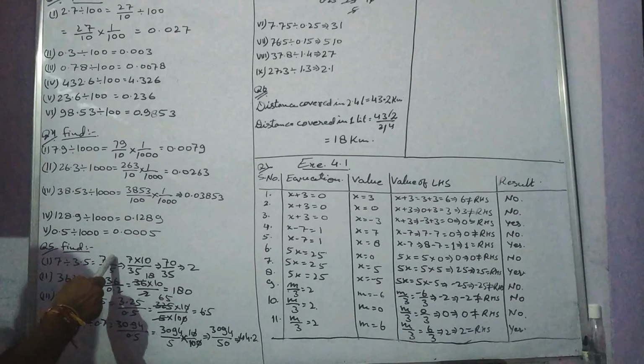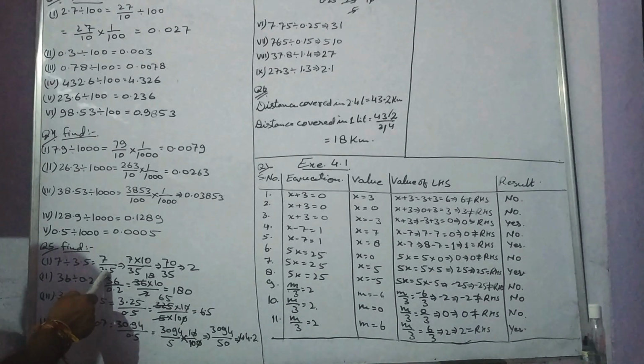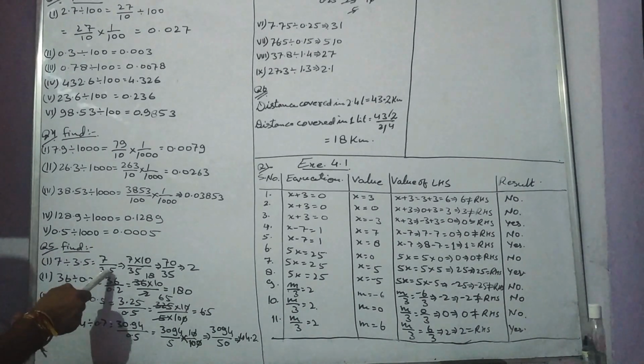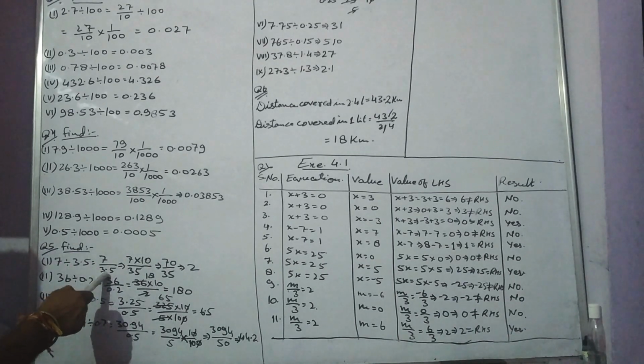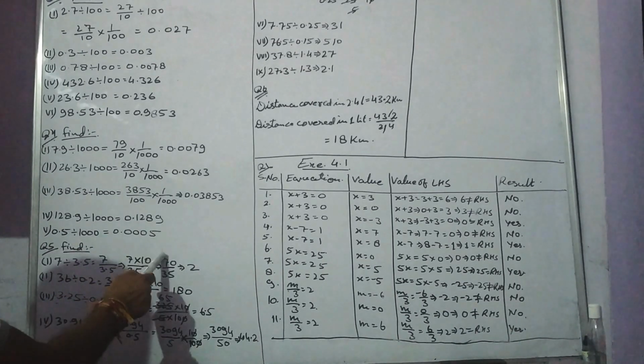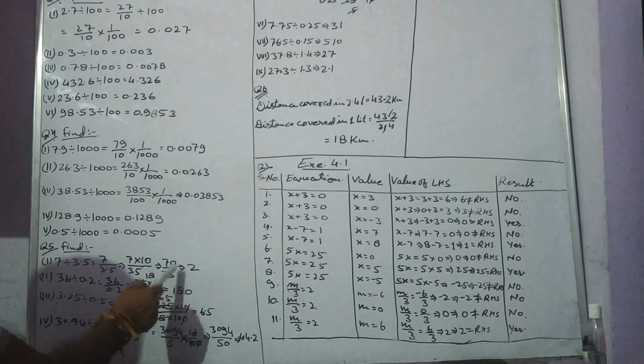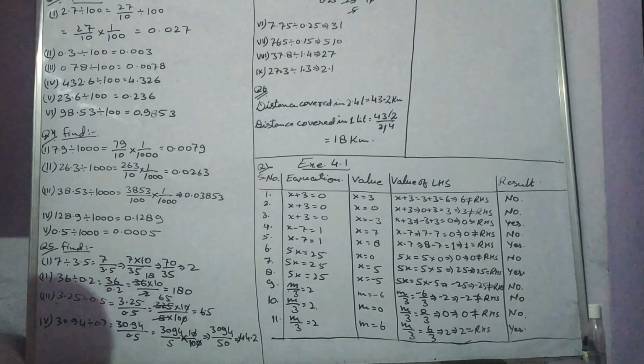Now question number 5. Find 7 divided by 3.5. It means 7 upon 3.5. The decimal is one place earlier in the denominator, so the numerator will be multiplied by 10 and the decimal will get removed. On solving, it becomes 70 upon 35, and 35 can divide 70 two times.